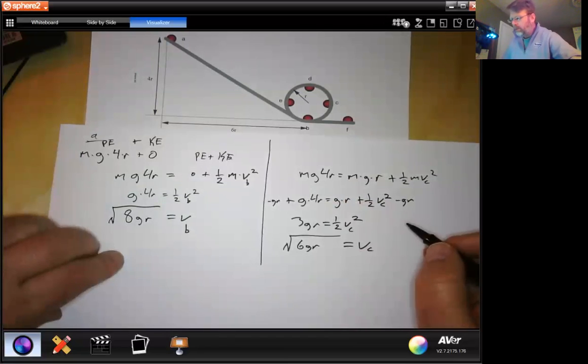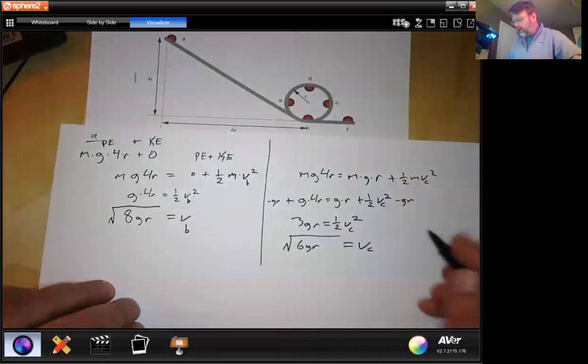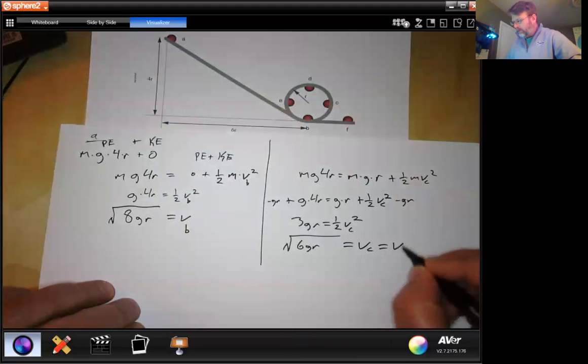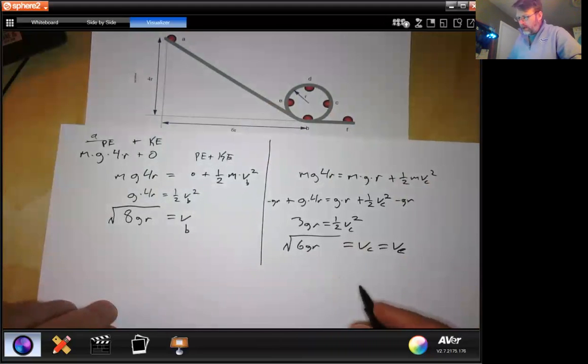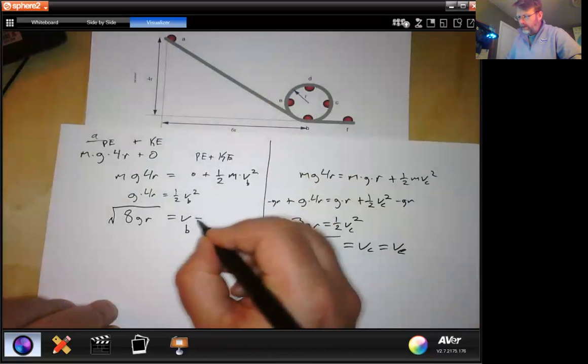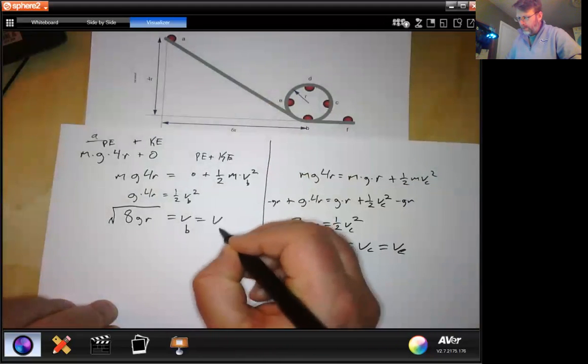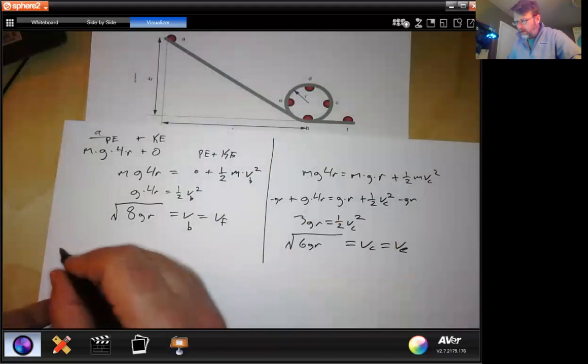Before I get to the velocity at D, notice E is at the same height. So if E is at the same height as C, we can also solve for that one. Speaking of which, F is also the same height as B. All right, so let's do the last one then here.